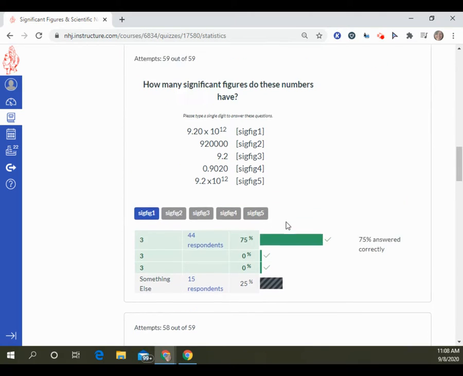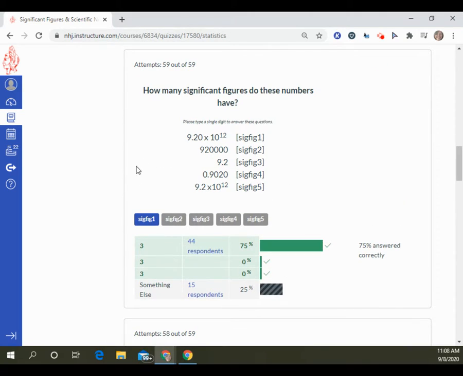Okay, significant figures. We did struggle with this a little bit. I would encourage you at this one to go back and look at the video where we discussed significant figures rules and how to find them. But let's go through them here.